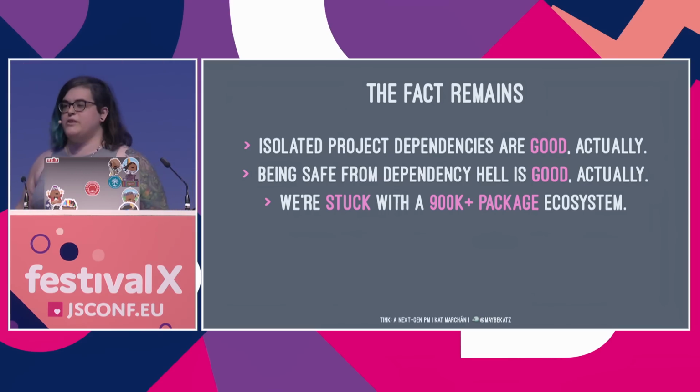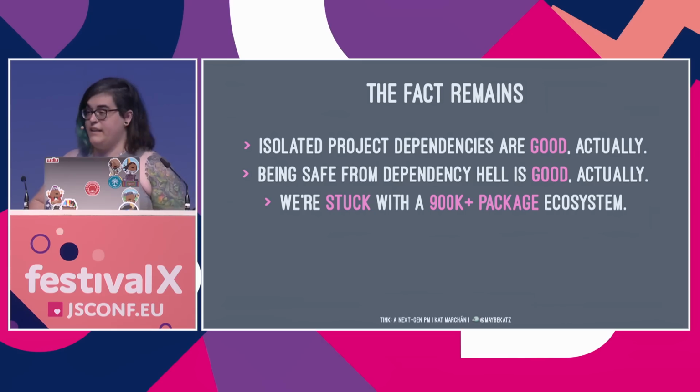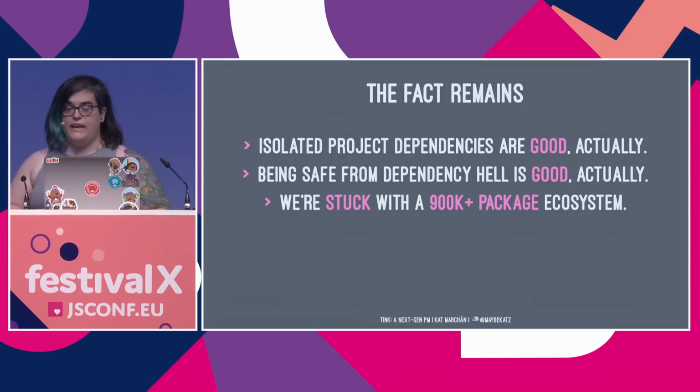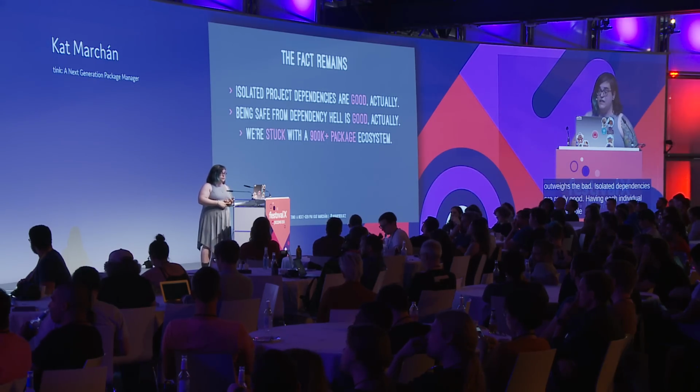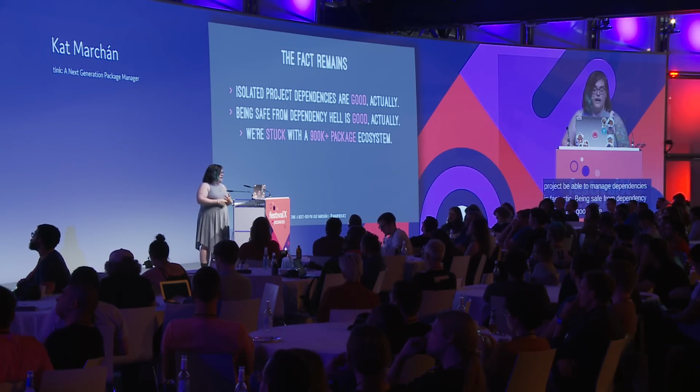But what do we actually do about it, right? It's easy to complain about and talk about how bad an idea it is, but I still think the good outweighs the bad. Isolated dependencies are really good. Having each individual project be able to manage its own dependencies is fantastic. Being safe from dependency hell is really good. The fact that we automatically nest things, that's great.